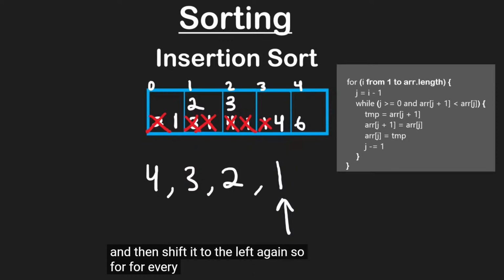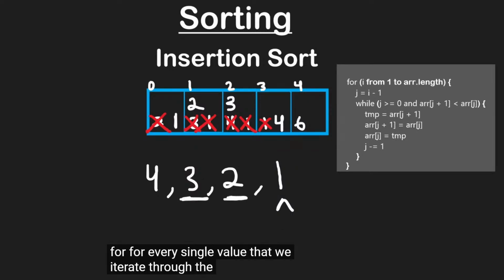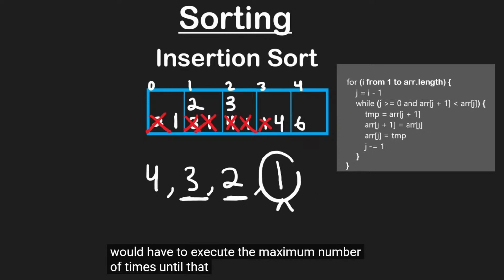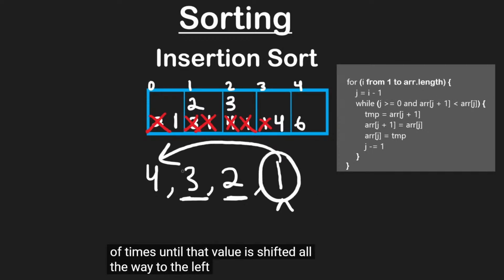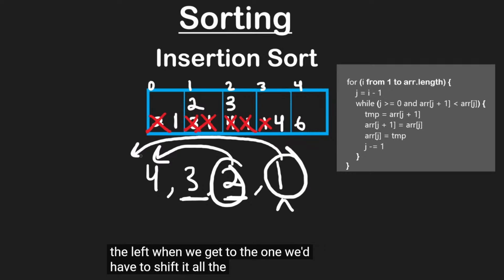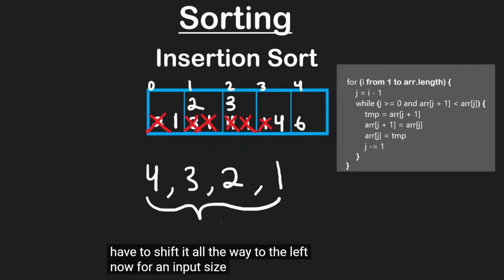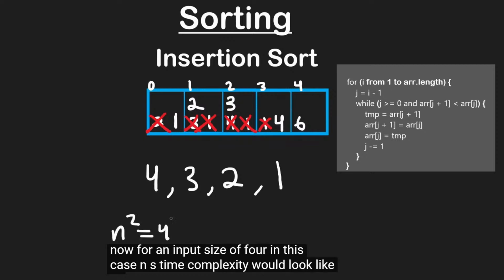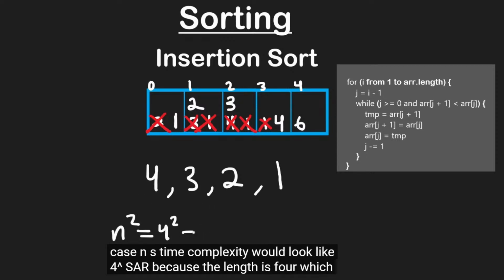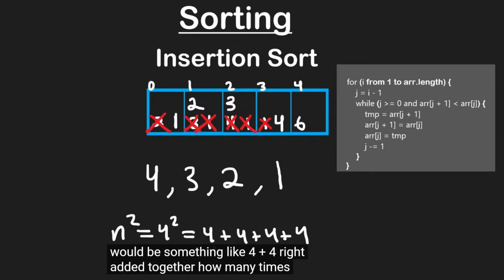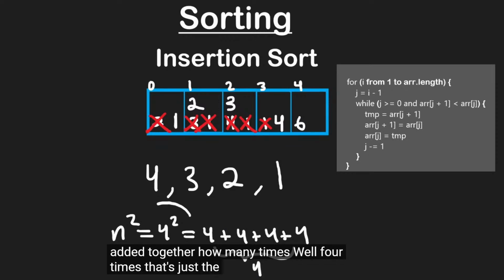So for every single value that we iterate through, the inner while loop would have to execute the maximum number of times until that value is shifted all the way to the left. When we get to the 2, we'd shift it all the way to the left. When we get to the 1, we'd shift it all the way to the left. Now for an input size of 4, n squared time complexity would look like 4 squared, because the length is 4, which would be something like 4 plus 4 added together, how many times? Well, 4 times. That's just the math formula here.